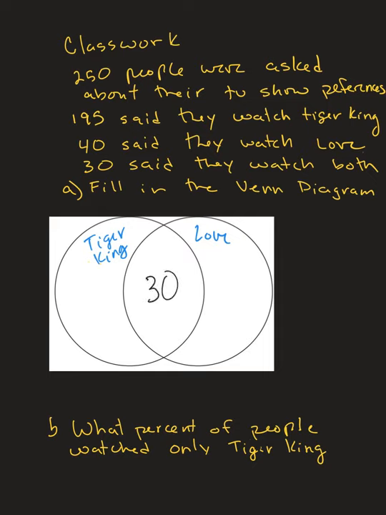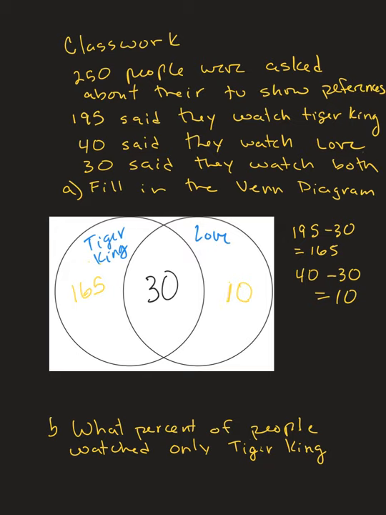30 here. All right. And then for Tiger King, the total for the Tiger King circle has to be 195, and 30 is already counted for. So 195 minus 30, right? And that gives me 165, right? And so 165 goes here. And then for Love, 40 people watch Love minus the 30 people that are already there. That's 10. So 10 goes here. Okay.